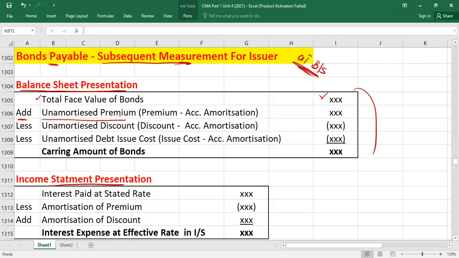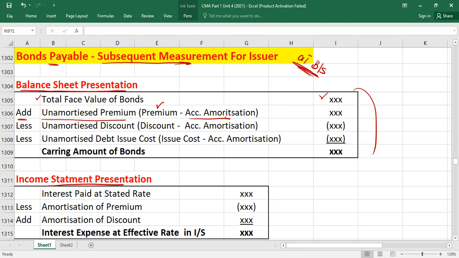Unamortized premium. Because premium is always more than face. That's why we are adding. But the word is unamortized. Unamortized, how will you get it? I will tell you later. But this is how you will get it: you will take total premium minus accumulated amortization of premium. So the remaining will be the unamortized premium.